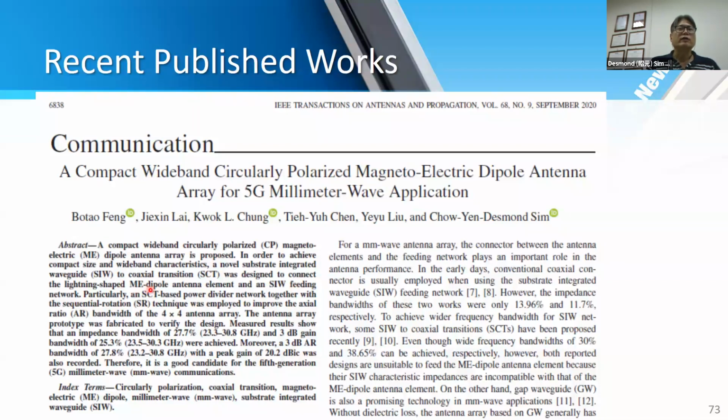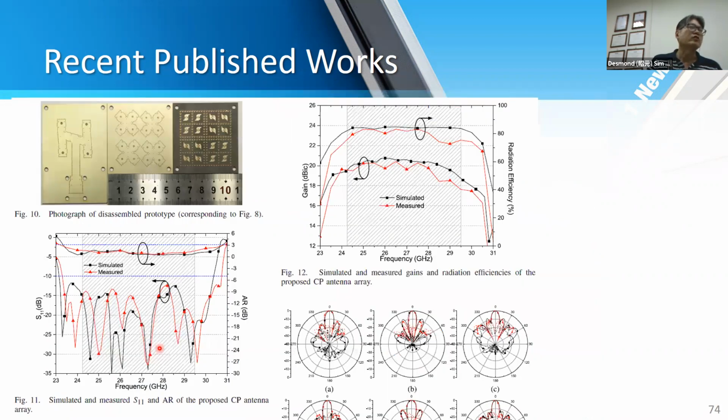We also use a technology called the SCT-based power divider network. Together, we use the sequential rotation technique, and then we can improve the axial ratio bandwidth. You can see that our 3 dB gain bandwidth is almost 25%, between 23 to 30 gigahertz. This is the actual work of our design, and this also costs about a few thousand US dollars per piece. This is the lightning shape, and this is the feeding network, using SIW technology.